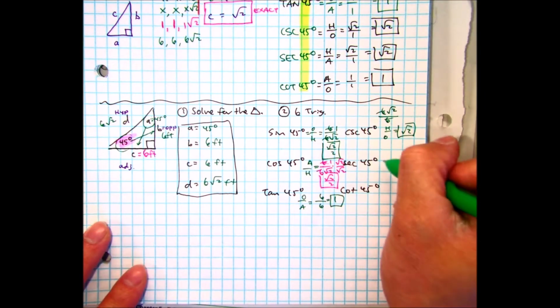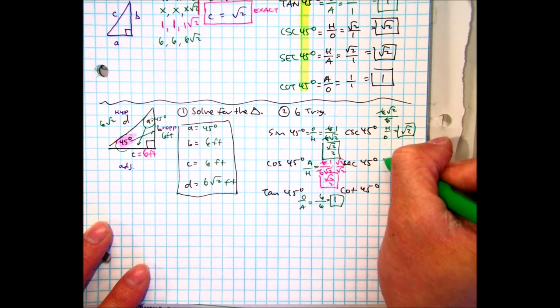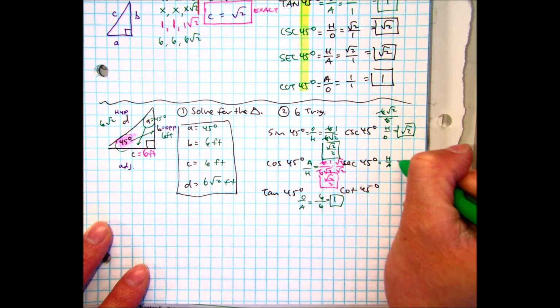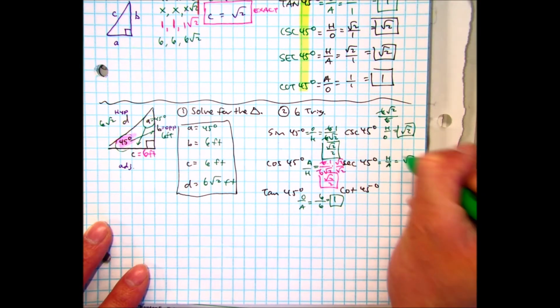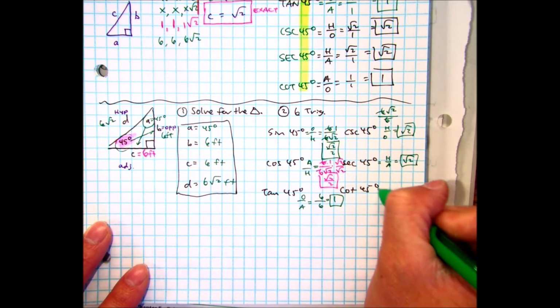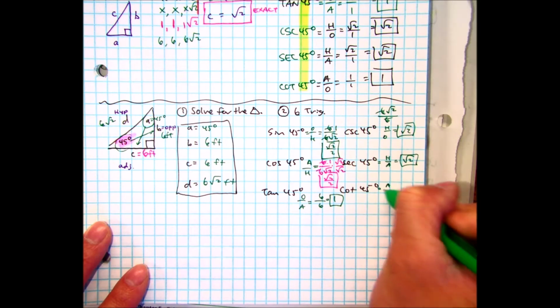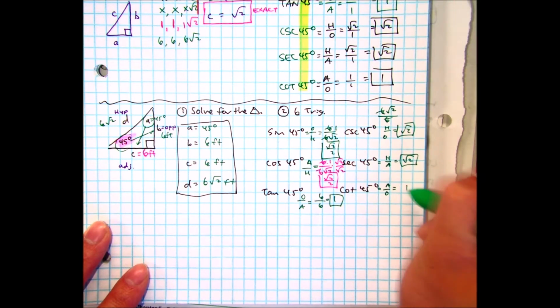Boys, secant? Which two sides? Hypotenuse over adjacent. Which will become what? 6 radical 2 over 6. And when you simplify that, you'll just get radical 2. Class, cotangent? Which is just what?